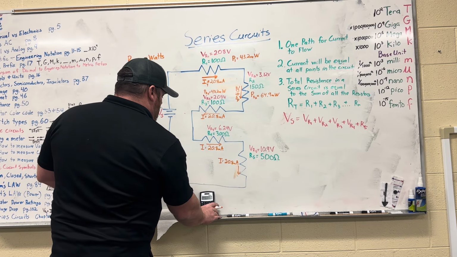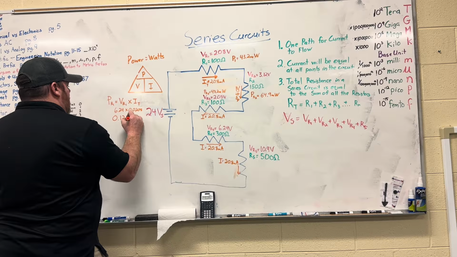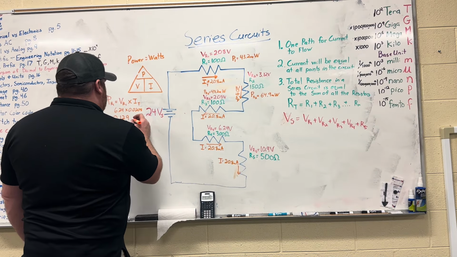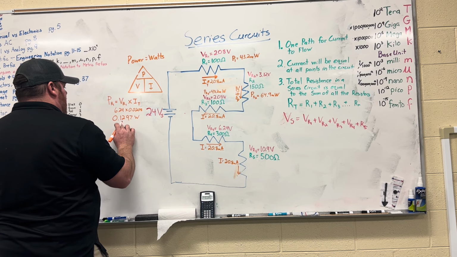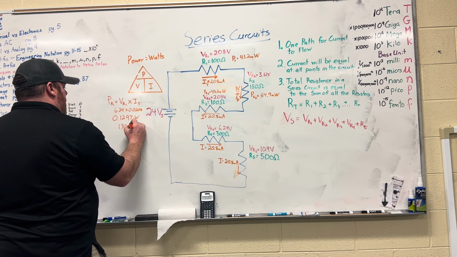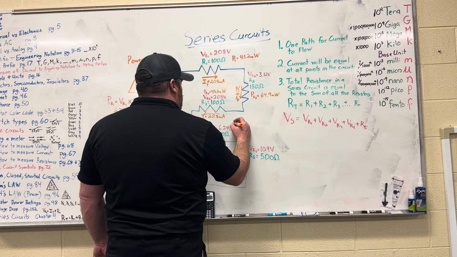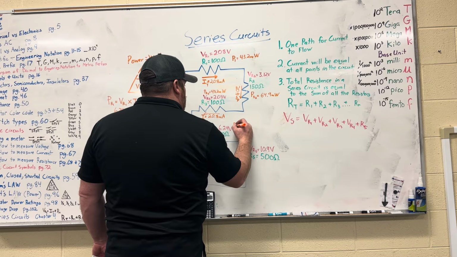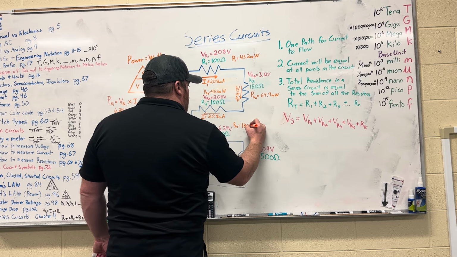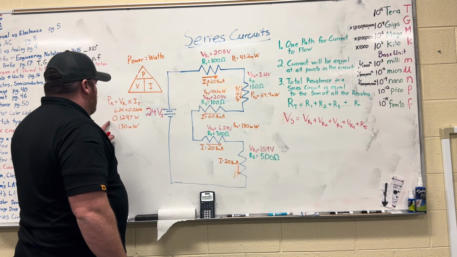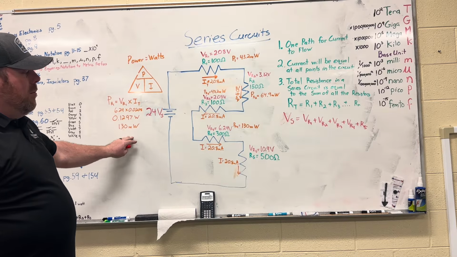At this point, we're going to get 0.1297. That would be watts, and we're going to round that up to 130 milliwatts. So the power consumed by resistor 4 is going to be equal to 130 milliwatts. The original number came out to this, so move the decimal back 3 times, we get 130 milliwatts.